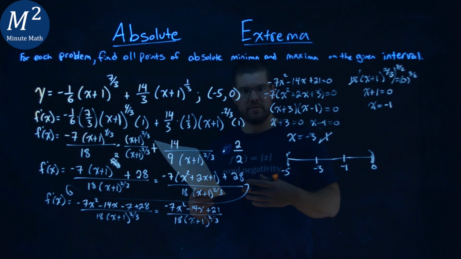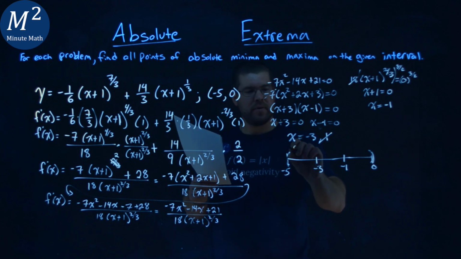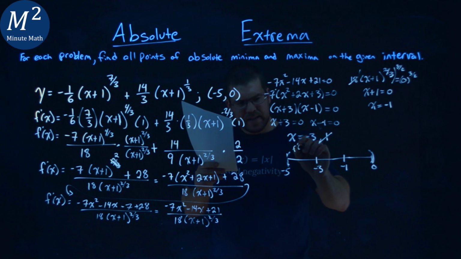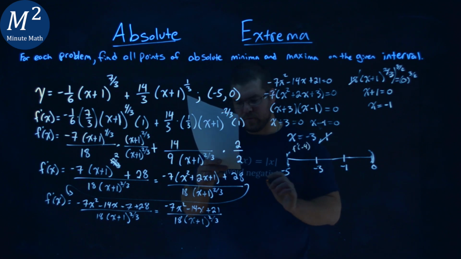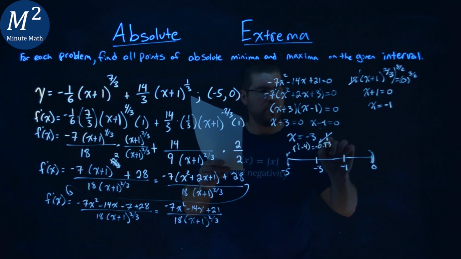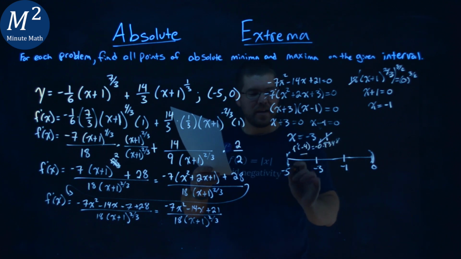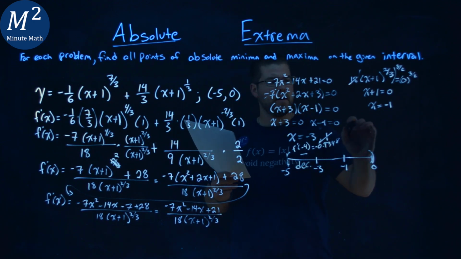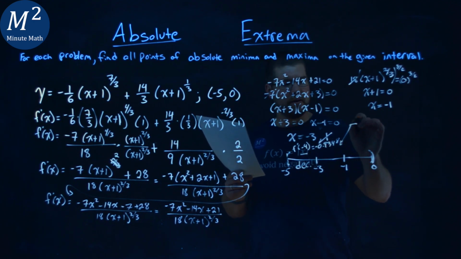Okay? So I'm going to pick a value between negative 5 and negative 3 and plug it into my derivative, which we found, and see what it comes out to be. I picked f prime of negative 4. It's equal to approximately negative 0.9348. And it's negative, so we are decreasing on that interval.